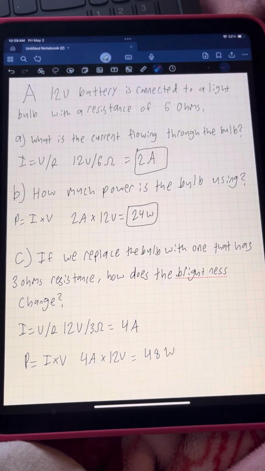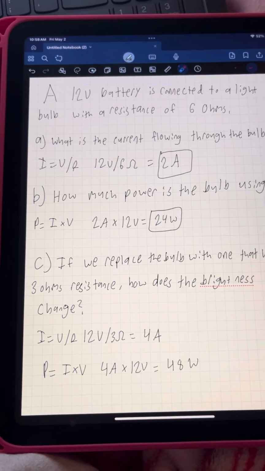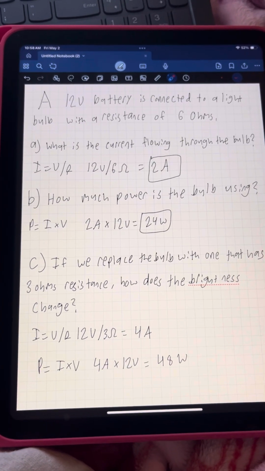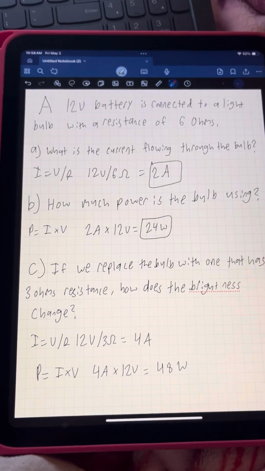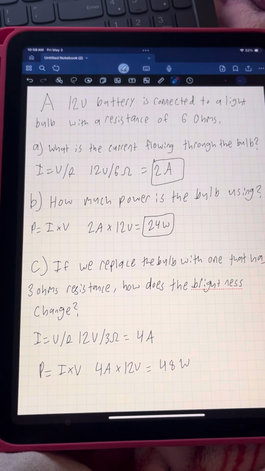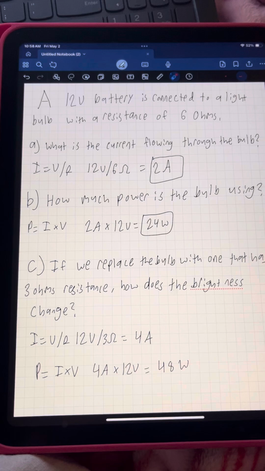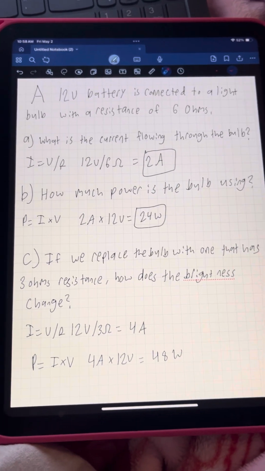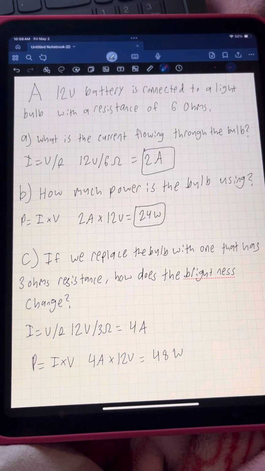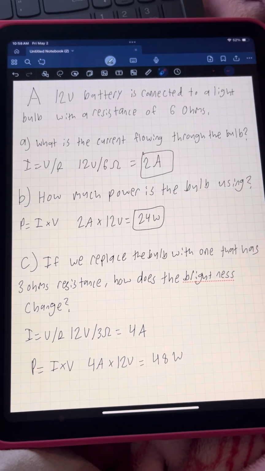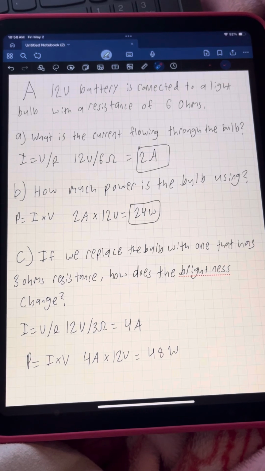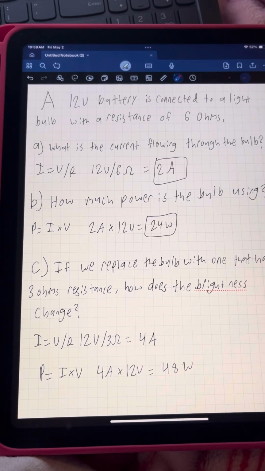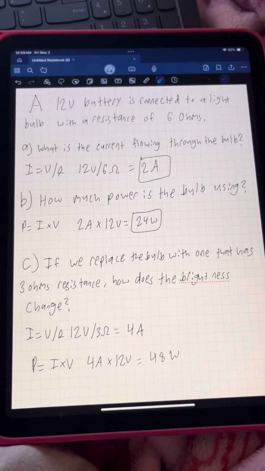We have two equations that are very important when we're talking about current and light bulb brightness. The first one I mentioned was the power equation: power is equal to voltage times current, and we can use that to find the power of the light bulb, which can help us find the brightness. The second one is Ohm's law, which is current is equal to voltage divided by resistance, and we use that to help us find the current, which helps us find the light bulb brightness.